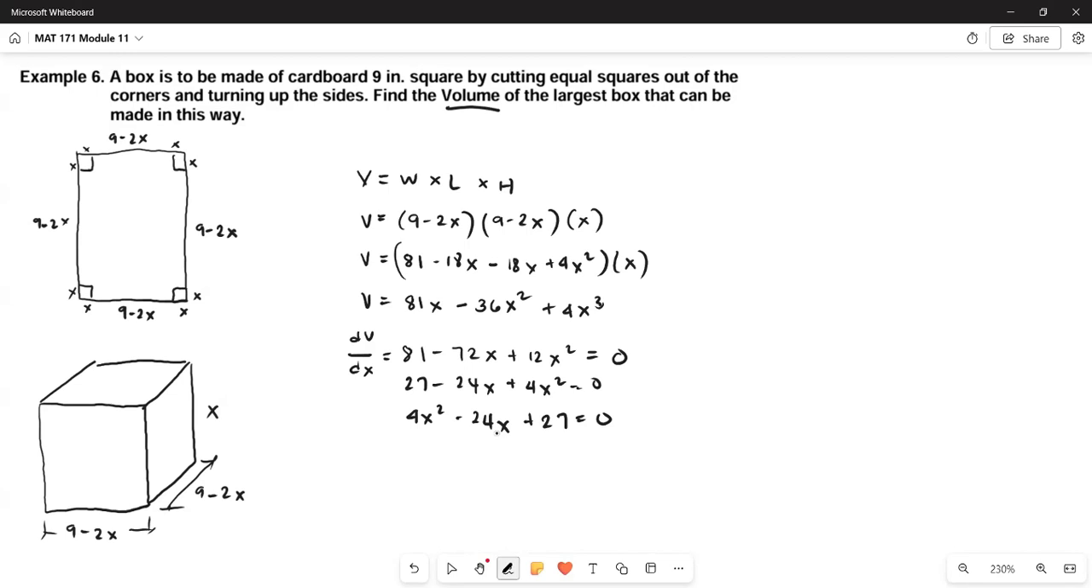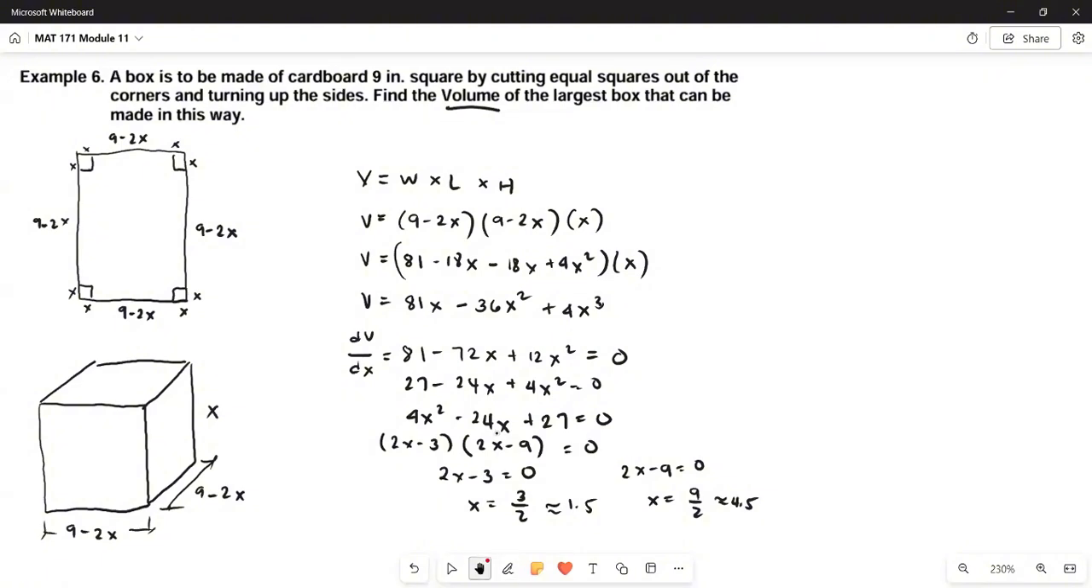Pero kung gagamit naman tayo ng factorization, meaning if-factor natin yung ating given equation, yan ay magiging 2x minus 3 times 2x minus 9 is equal to 0. Pero try nyo rin yung quadratic formula para makuha yung roots. Well, anyway, meron tayong 2x minus 3 is equal to 0, wherein x is equal to 3 over 2 or 1.5. Yung isa naman is 2x minus 9 is equal to 0. So x is equal to 9 over 2 or 4.5. Ngayon may dalawa tayong value ng x.